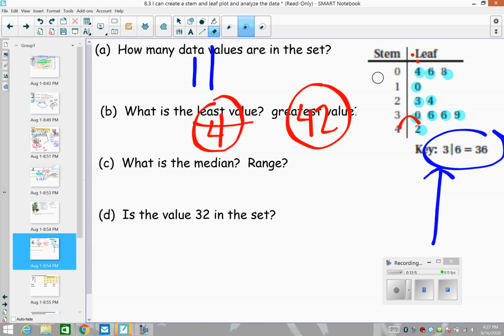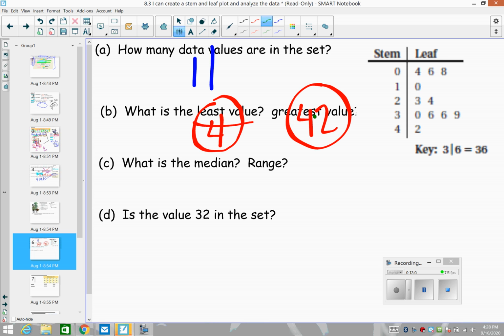Now some other questions. What is the median? What is the range? Things like that. Well, the range is super easy to figure out now that I've identified the biggest and the smallest. So I'm going to do that first. 42 minus 4 would give me that the range is 38. So I have the range.